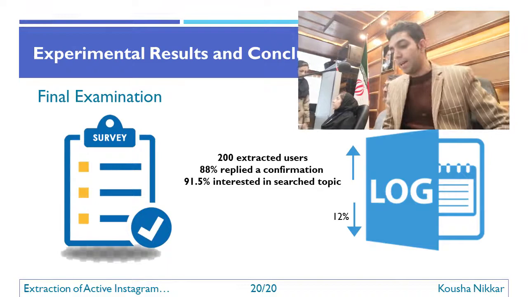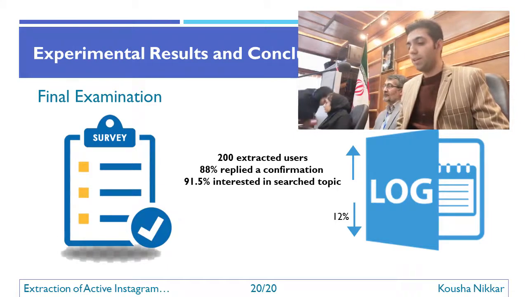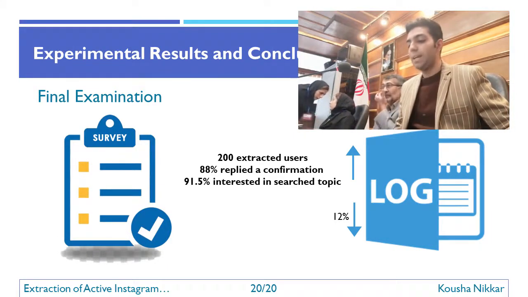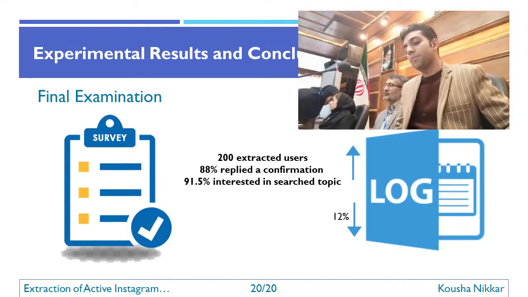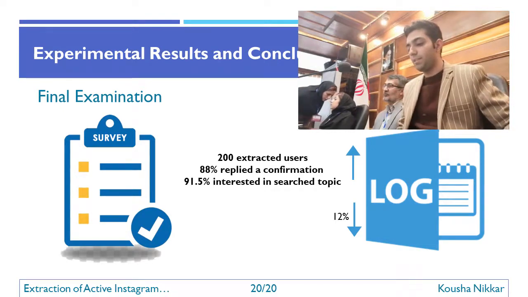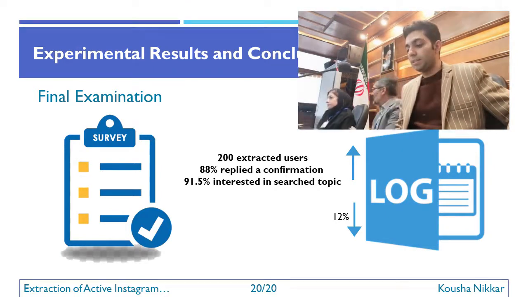As a final examination, a field survey was prepared and a question was sent to 200 extracted users by direct message. Some of these users did not see the survey message, but 88% replied to the confirmation message. Approximately 91.5% of them sent a reply with similar content, which illustrates they are interested in our search topic.